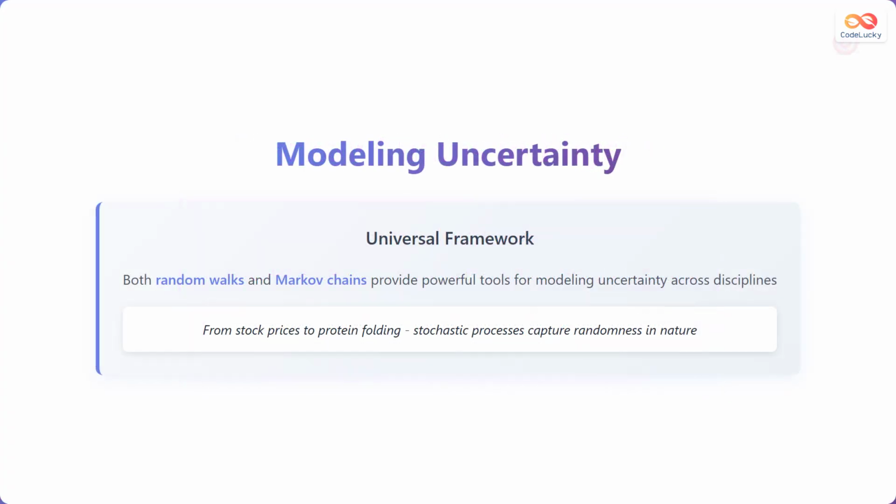In summary, both random walks and Markov chains provide powerful tools for modeling uncertainty across various disciplines. Random walks are useful for modeling systems with independent, random steps, while Markov chains are ideal for systems where the future depends only on the present. From stock prices to protein folding, stochastic processes capture randomness in nature, providing valuable insights and predictions in various fields.